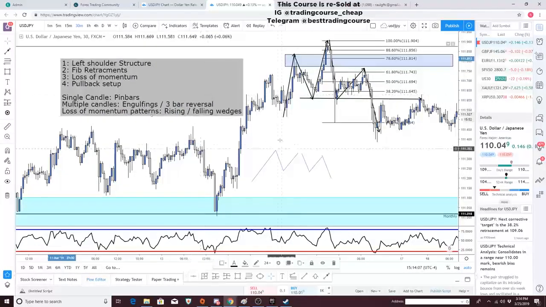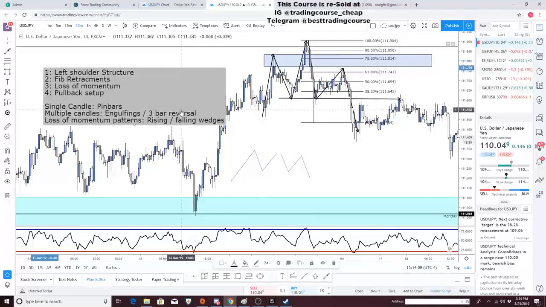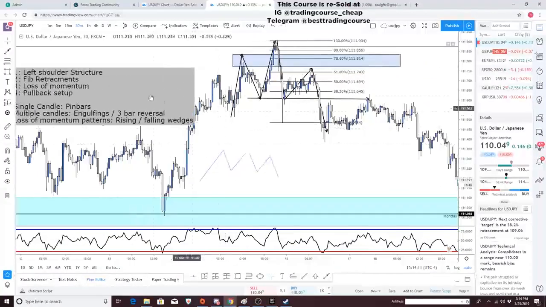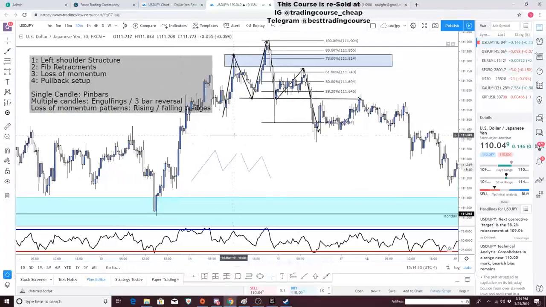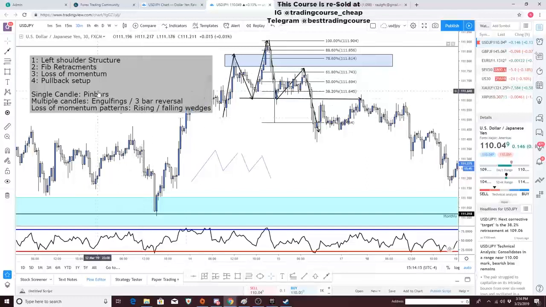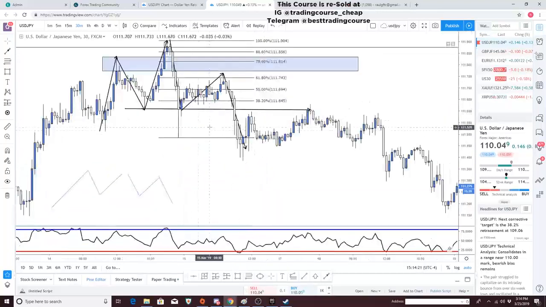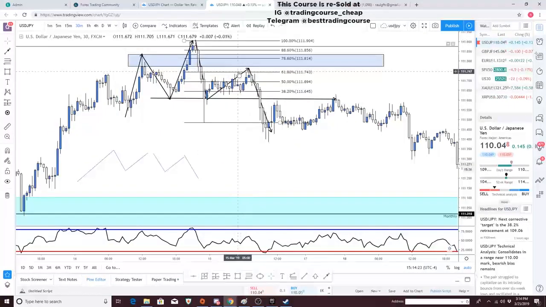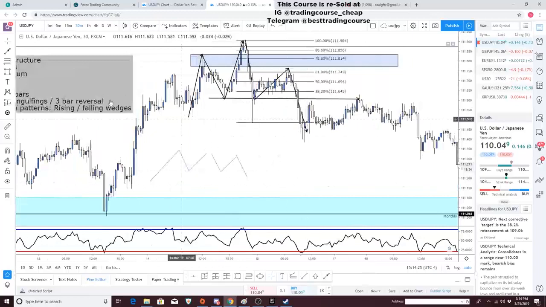the lower time frames. Now, one thing you could also look for if you're one time frame trading, you could also look for a reversal signal, such as a pin bar, maybe an engulfing or a 3-bar reversal, and then obviously you have your rising and falling wedges, which are a loss of momentum pattern, right? Another thing you can also look for is RSI as well.